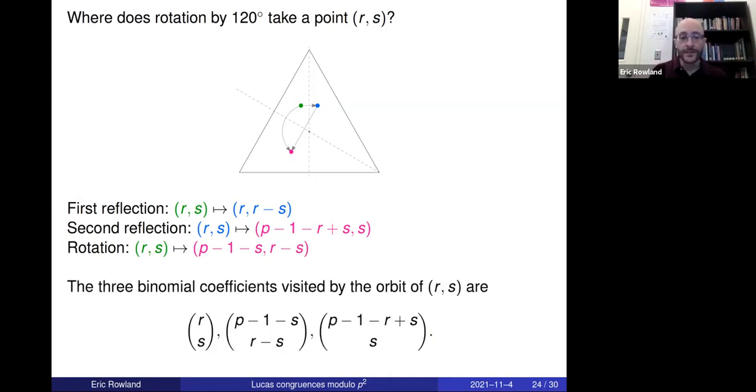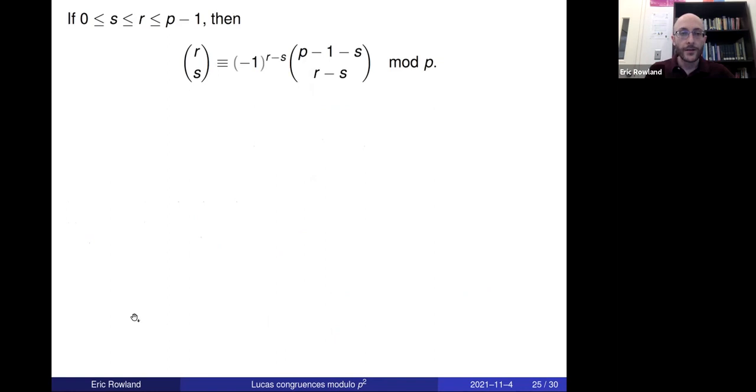So that means that the orbit of this binomial coefficient, if you're at R comma S and you rotate 120 degrees, then you're at this binomial coefficient. If you rotate 120 degrees again, you're at this binomial coefficient. And then of course, you'll be back at R comma S. So there's something going on with these three binomial coefficients: if one of them satisfies a Lucas congruence, then they all do. Or it's an if and only if. So either they all do or none of them do, it seemed.